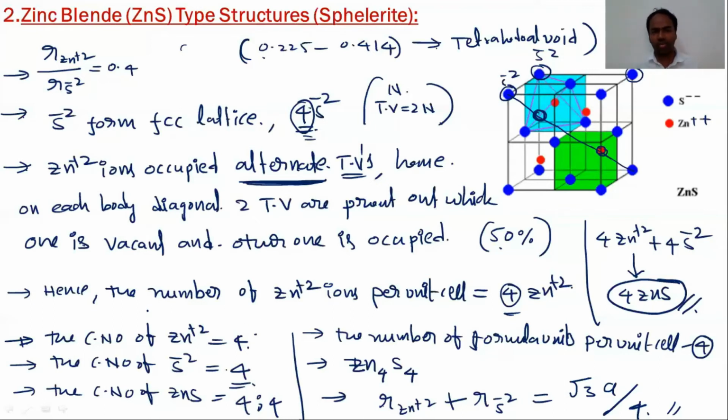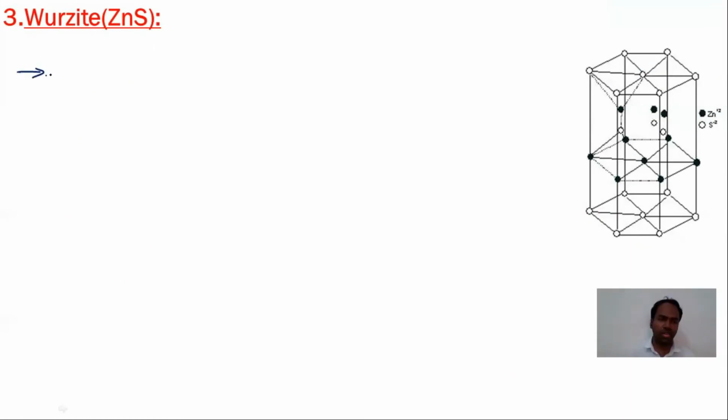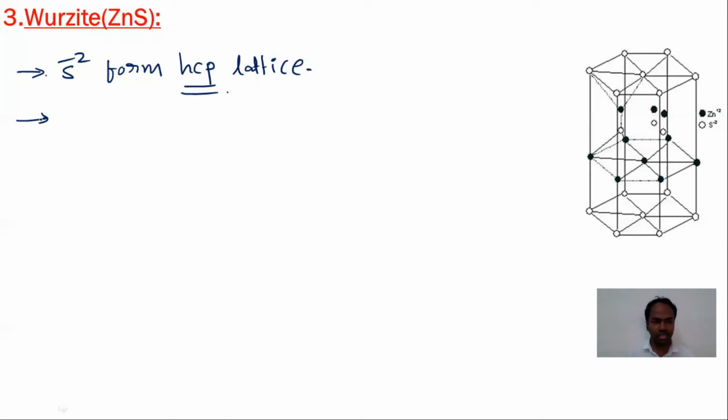Zinc sulfide has one more allotrope, that is wurtzite. There is one small difference between wurtzite and zinc blende. In zinc blende, S²⁻ forms an FCC lattice, whereas in wurtzite, S²⁻ forms an HCP lattice, HCP unit cell. That is the only difference. The remaining features are all the same as zinc blende.